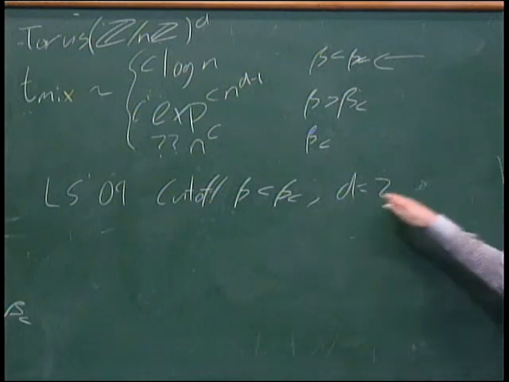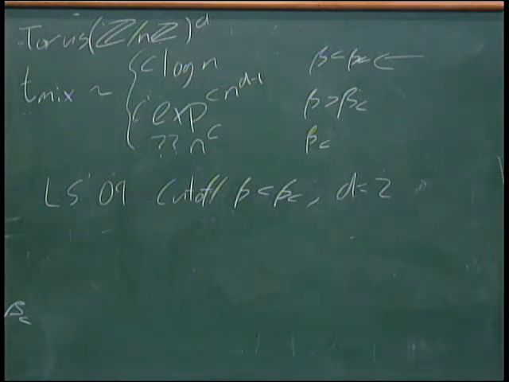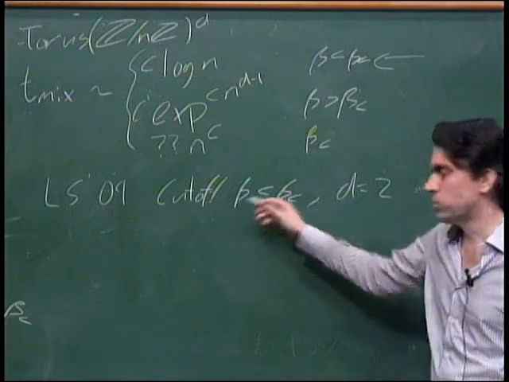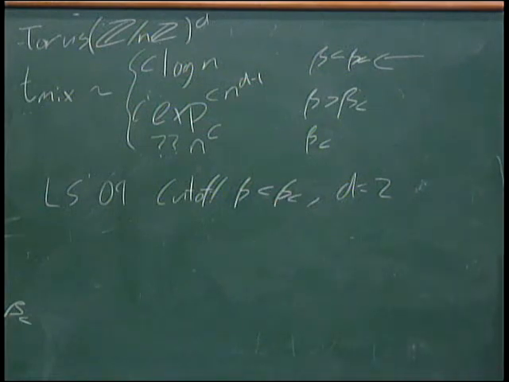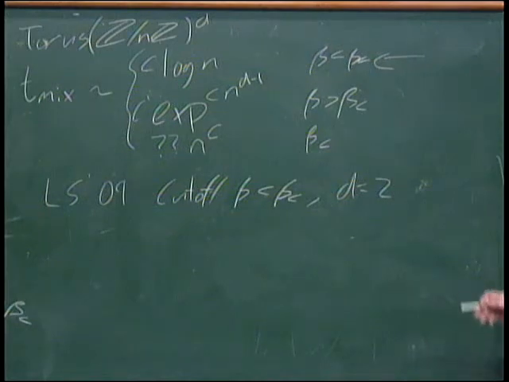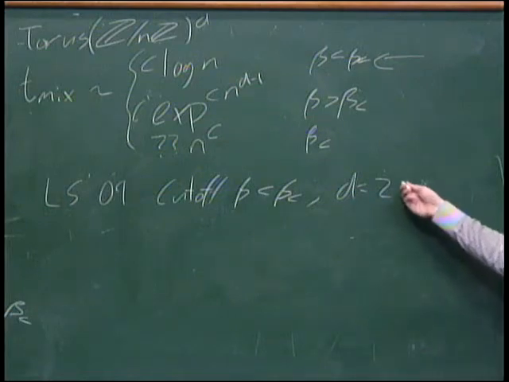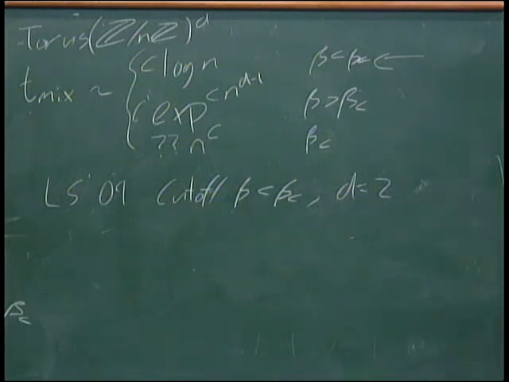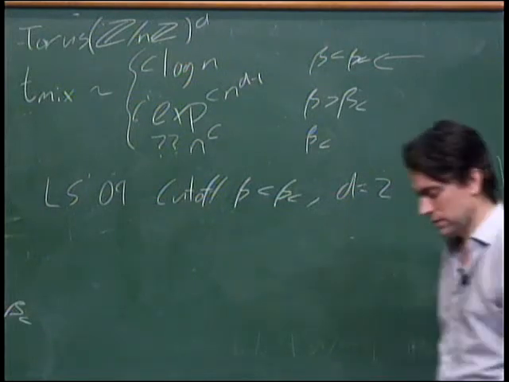But for larger values of d, we could only prove cutoff for a more restricted range of beta. And the reason for that is this proof used in an essential way that we have a bound on the log Sobolev constant in the high temperature regime. And this is a result of Fabio in 2 dimensions, but we don't know it all the way up to the critical temperature in higher dimensions.